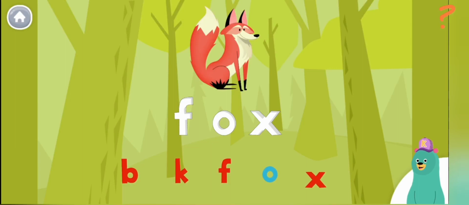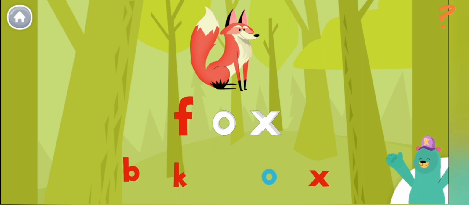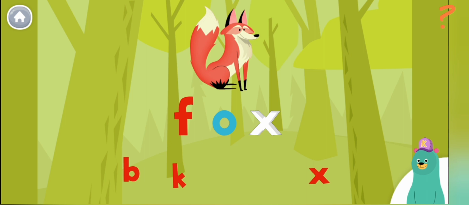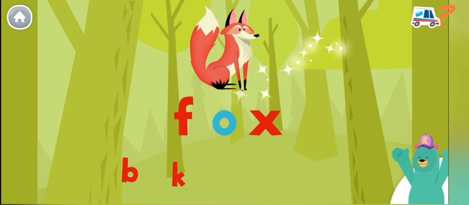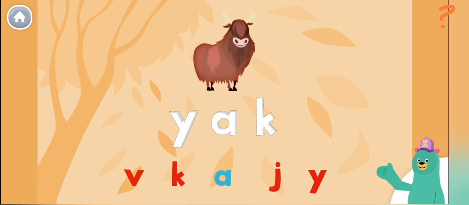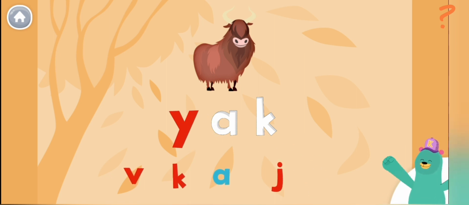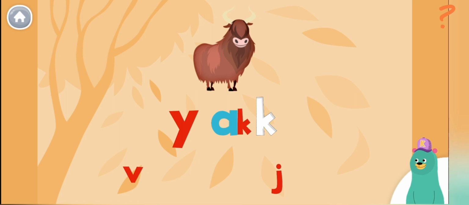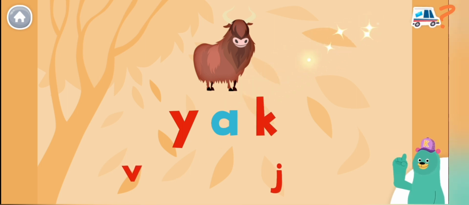Drag the letters to spell the word fox. F O X. Good work! You spelled the word fox. Drag the letters to spell the word yak. Y A K. Great! You spelled the word yak.